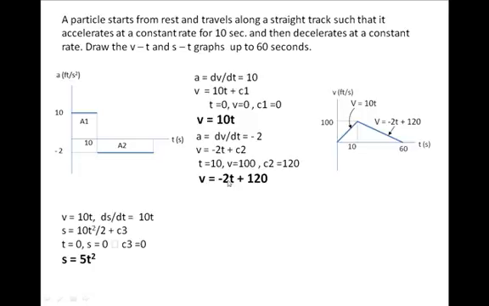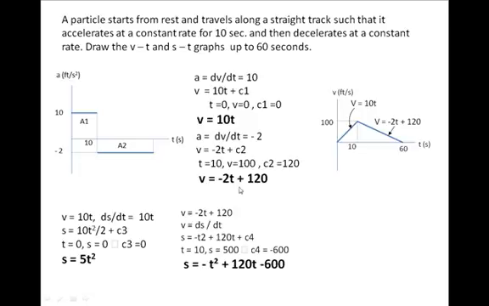Then I use this, v is equal to minus 2t plus 120. Realize it is ds by dt and integrate it. I have an integration constant which I evaluate knowing that at t equal to 10, s will be 500. So I work out c4 as minus 600. I get my equation, and then these two, s equal to 5t square and s equal to minus t square plus 120t minus 600, I plot and I create the s-t graph up to 60 seconds.